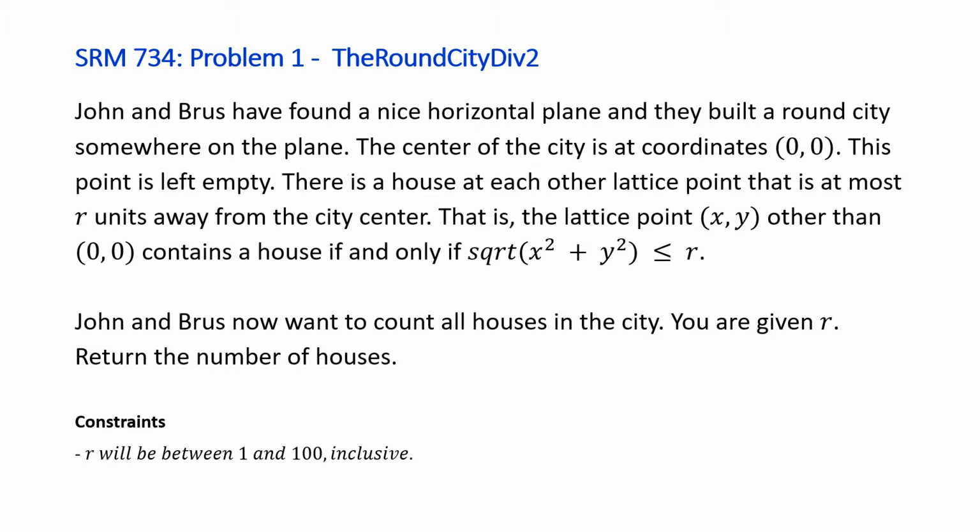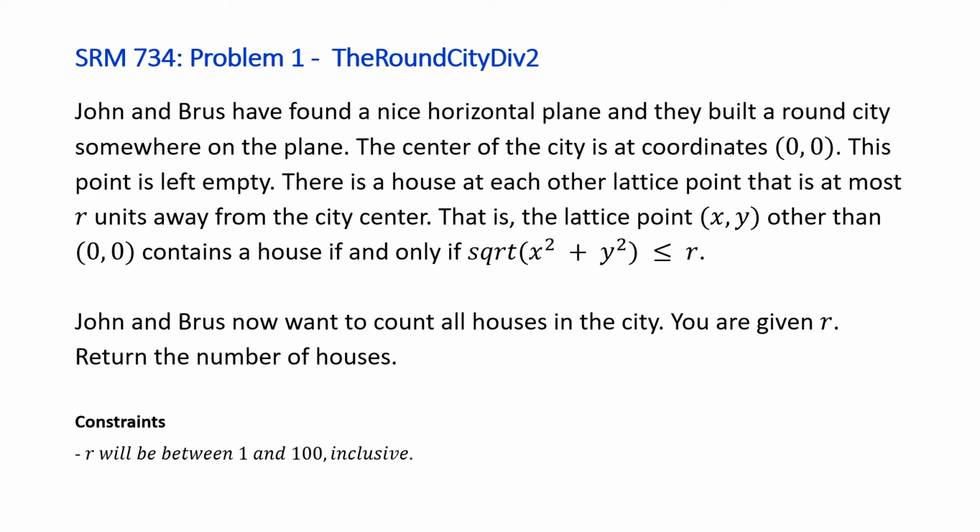There is a house at each other lattice point that is at most r units away from the city center. That is, the lattice point x, y other than 0, 0 contains a house if and only if the square root of x squared plus y squared is less than or equal to r. John and Brew now want to count all the houses in the city. You are given r. Return the number of houses, and note that r will be between 1 and 100 inclusive.